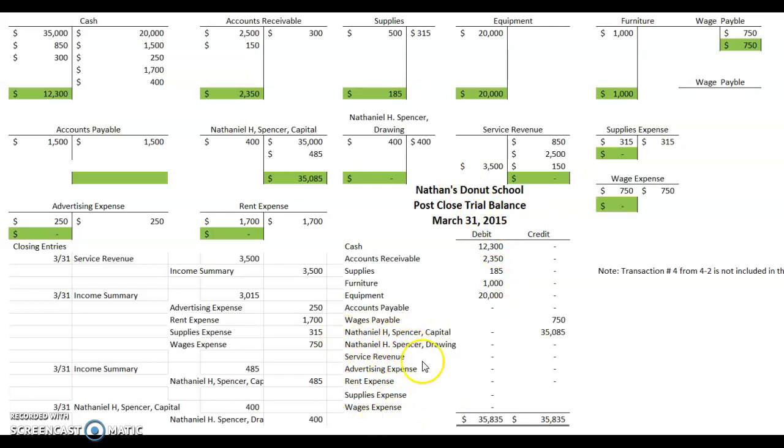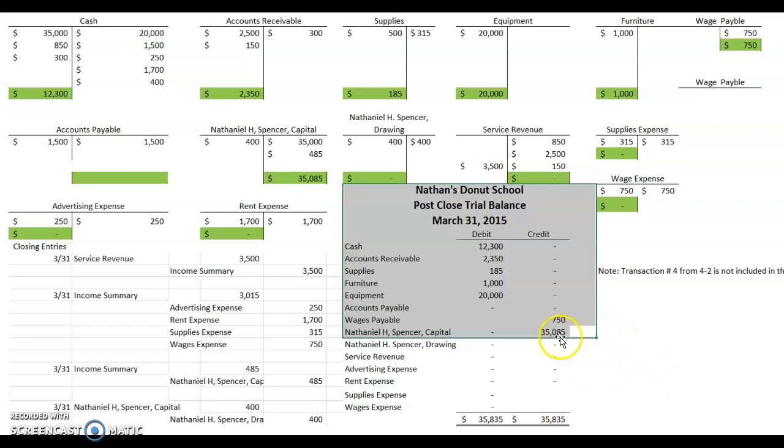So now what I am left with in my post-close trial balance, and I don't have to include these accounts down here on it anymore, is my assets, my liabilities, and my equity. So only these accounts now have balances in my post-close trial balance. My books are closed for the accounting period, and I am ready to start again.